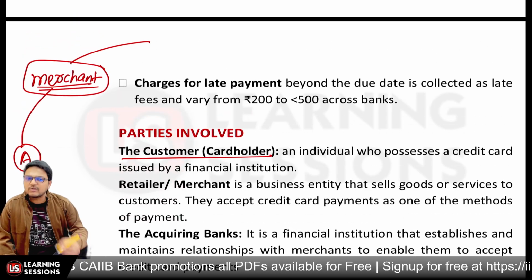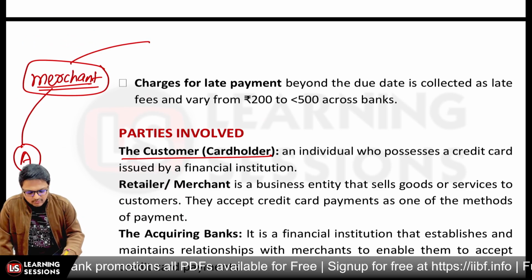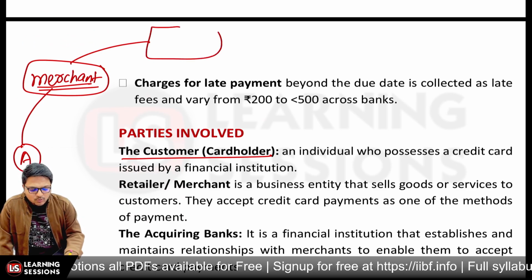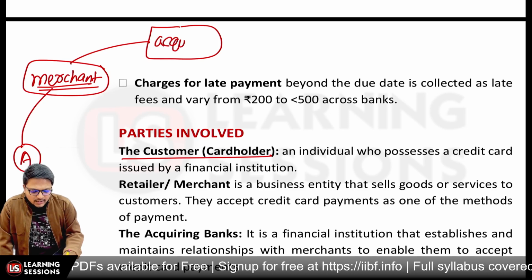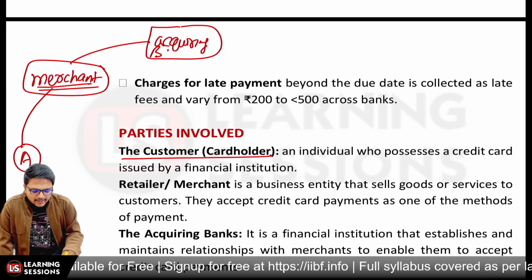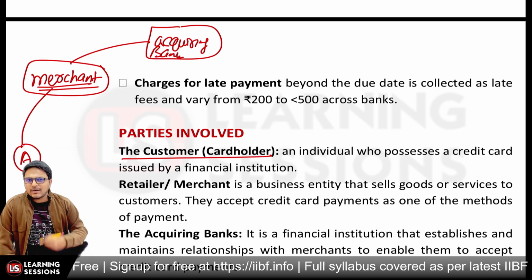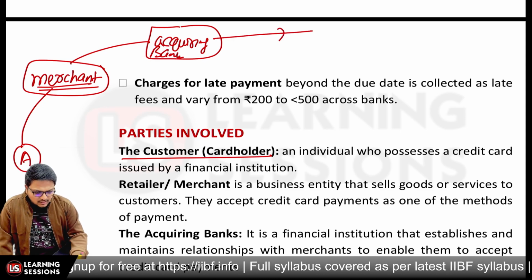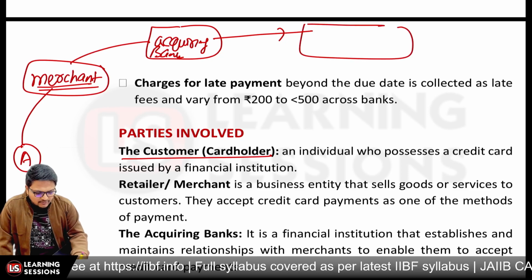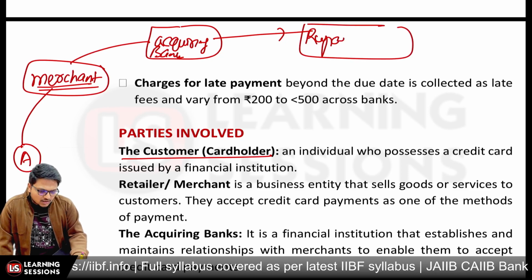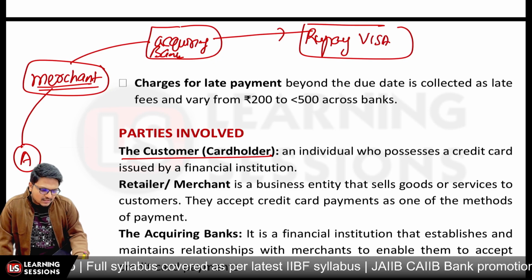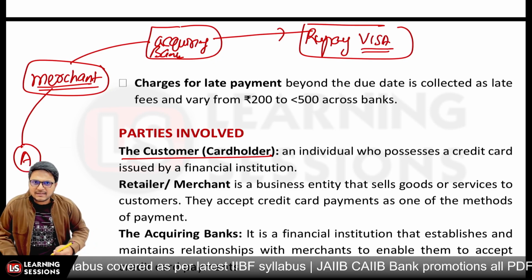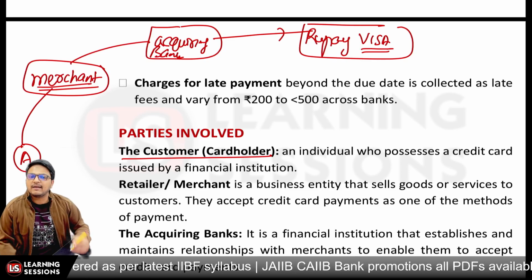Now whenever the transaction is initiated, it will be routed through the POS machine to the acquiring bank. So here we have the acquiring bank, and through the acquiring bank, this transaction will be routed to the network. Network, like we have RuPay or Visa or MasterCard or Maestro, American Express. These are the different networks, right?